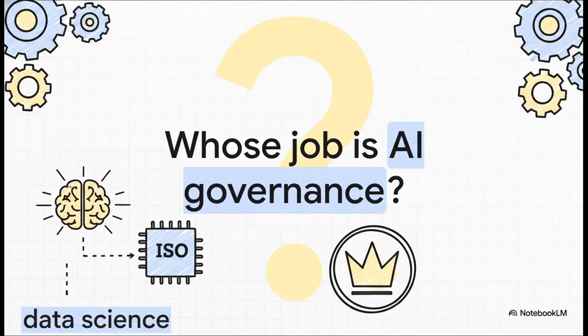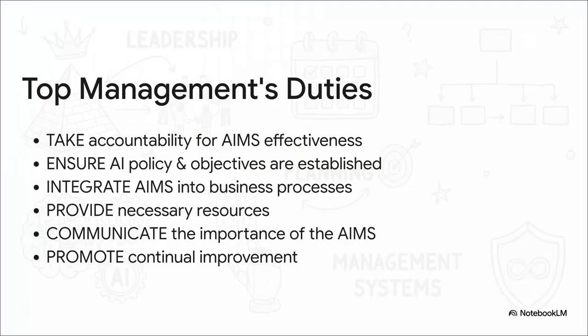So let me just ask you this. Whose job is AI governance, really? Now, if your first thought is the IT department or maybe the data science team, that's a super common mistake. I mean, they're absolutely critical to the process, for sure, but ISO 42001 places the ultimate responsibility somewhere else entirely. Just look at these verbs on the slide. Take, ensure, integrate. This is not a passive, hands-off role.